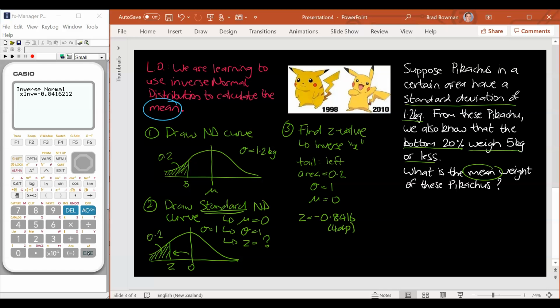And always sense check at this stage here. We can see our mean is 0. If it's on this side, it should be negative, and if it's on this side, it should be positive. Our number is negative, so that kind of makes sense in terms of our sense check.